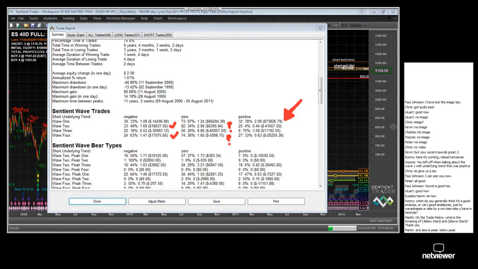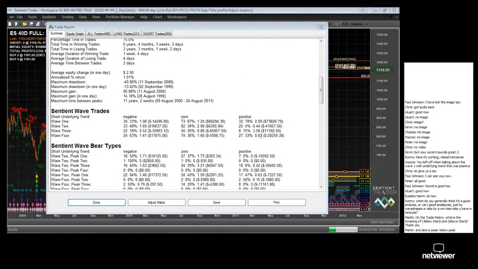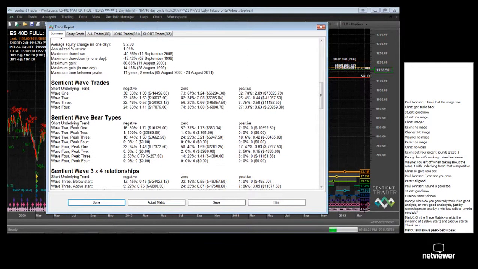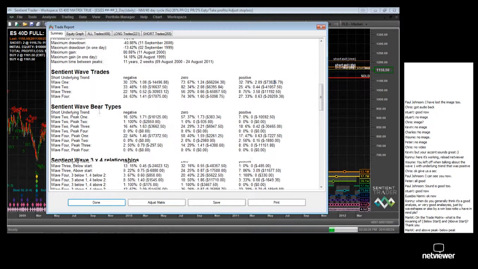Okay. On the trade matrix, what is the meaning of below start and above peak and below peak? Right. Okay. Let me turn off my whiteboard. There we go. All right.